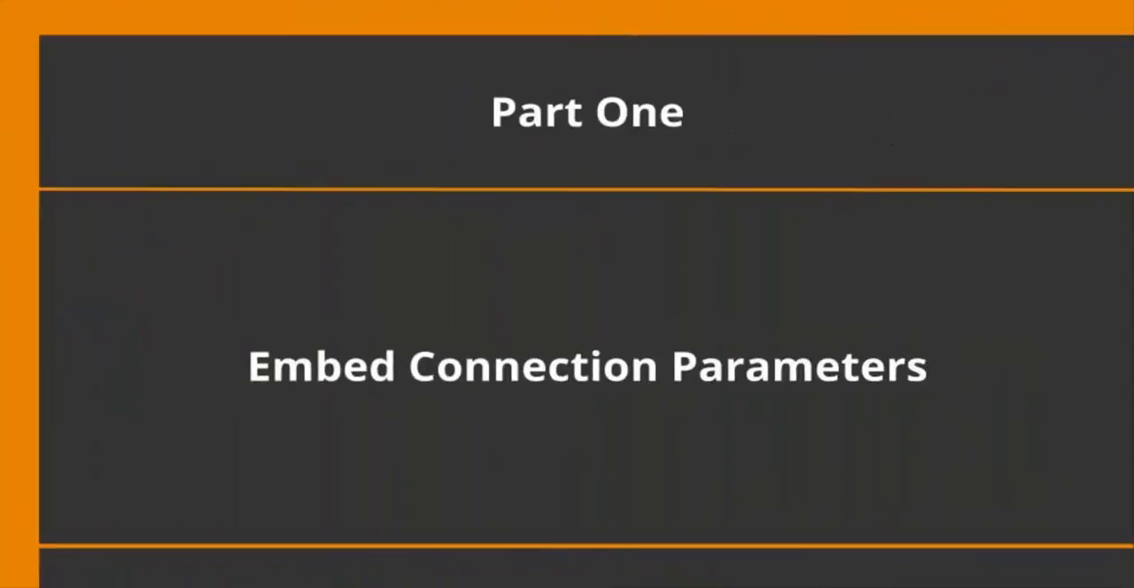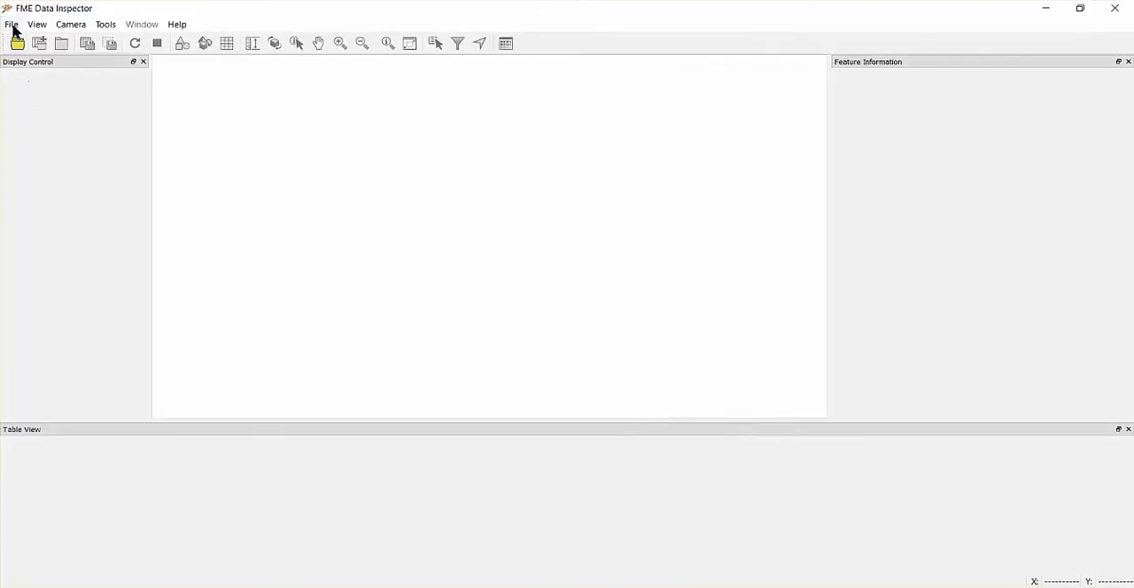Part 1 of this video will demonstrate the embed connection parameters. Embed connections require the user to enter the connection parameters each time a user would like to read from or write to a database. Let's begin by opening FME Data Inspector.